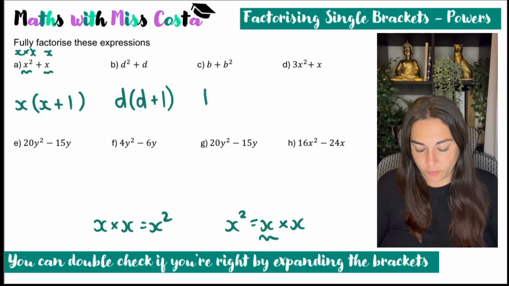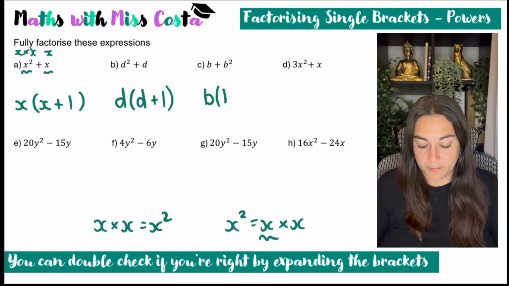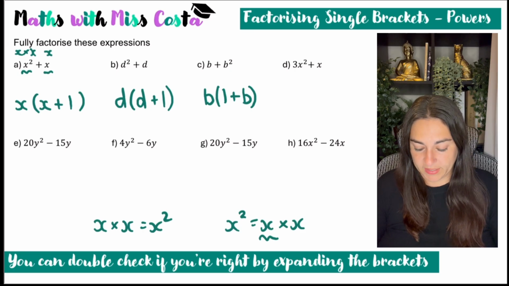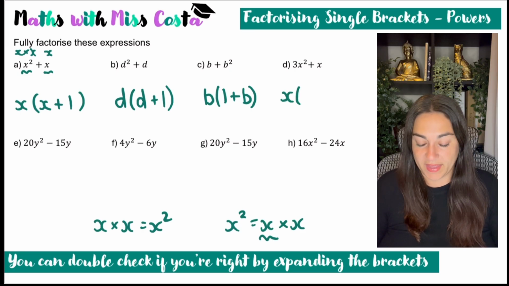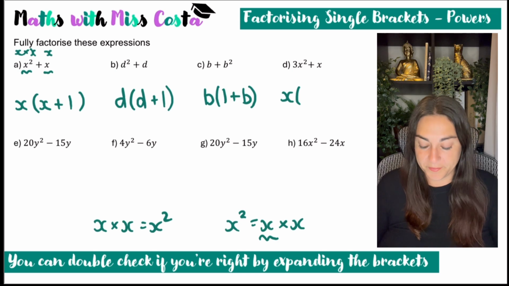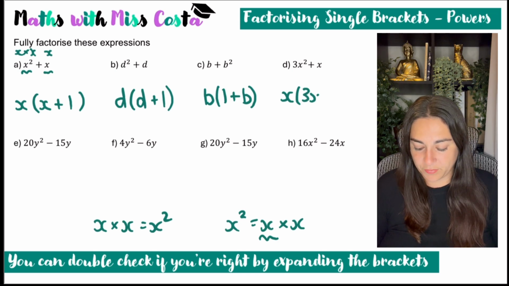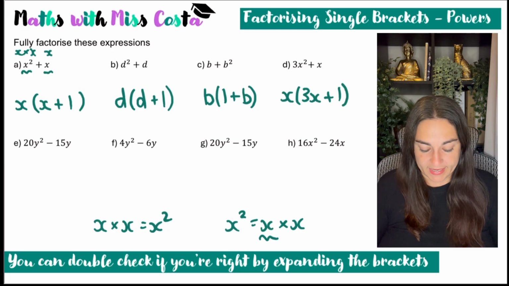Same over here, I've got b as the common factor, b times 1 gives me b, and b times b gives me b squared. I've got 3x squared plus x, so x is the common thing, it's the algebra this time that's common. And x times 3x gives me 3x squared, and x times 1 gives me x.